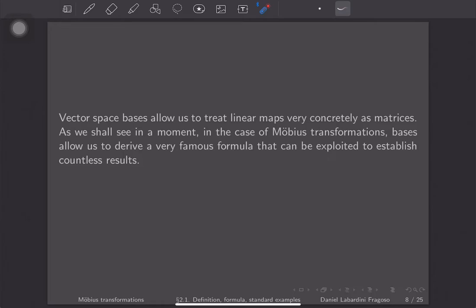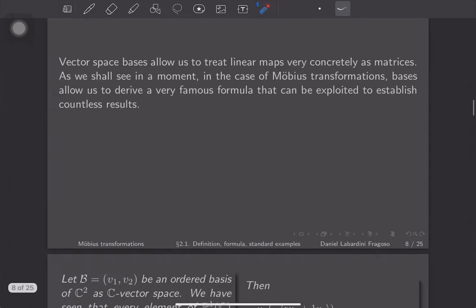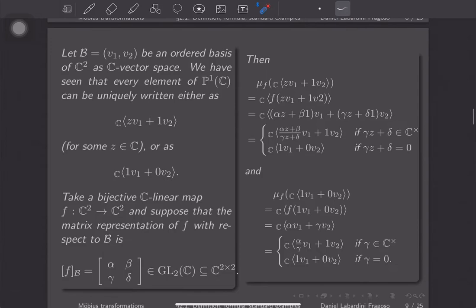So I'm pretty much going to do what we did in linear algebra and see the shadow in C bar, and that's how I'm going to obtain the explicit formula. So take an ordered basis, this B. We know that with respect to this basis, every element of the complex projective line can be written either as an element of this form for some complex number z, or simply as the vector subspace spanned by V1. Right? So this we already saw.